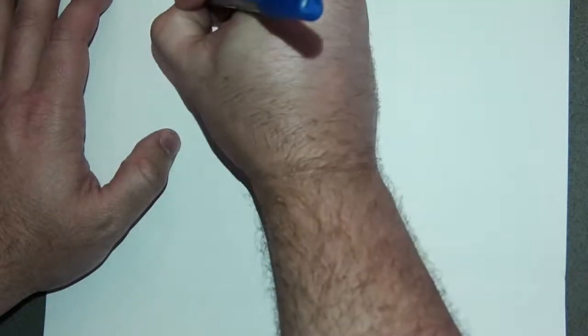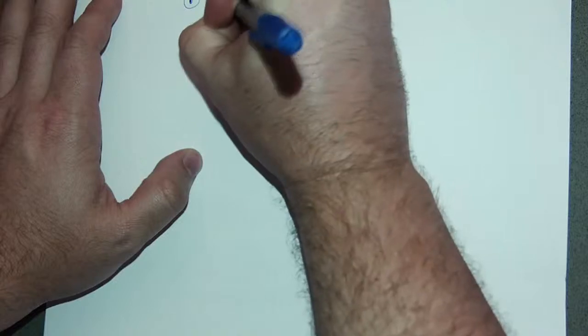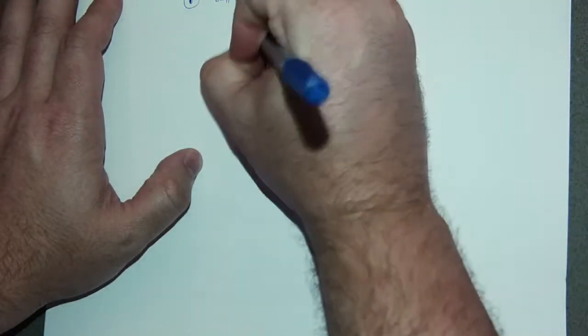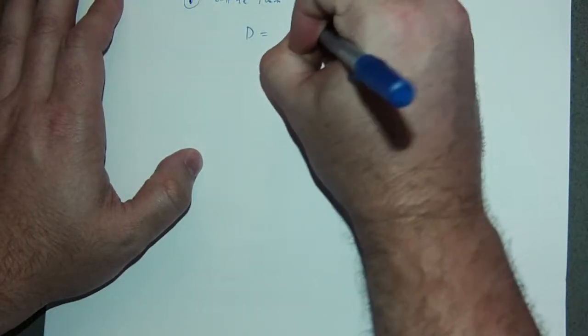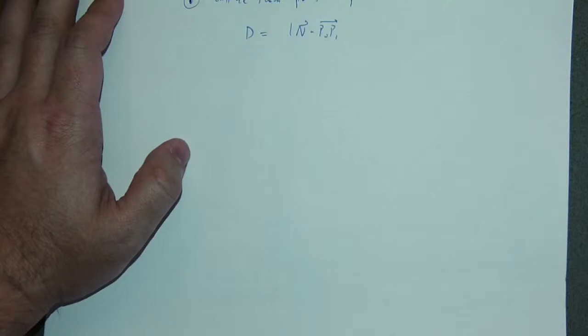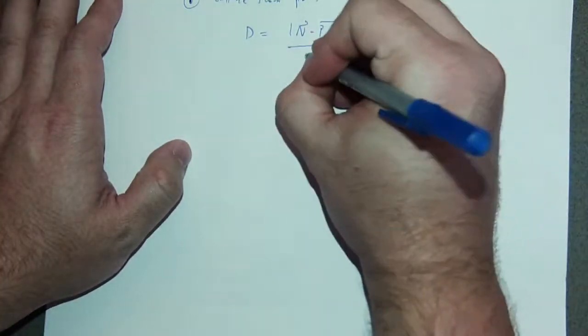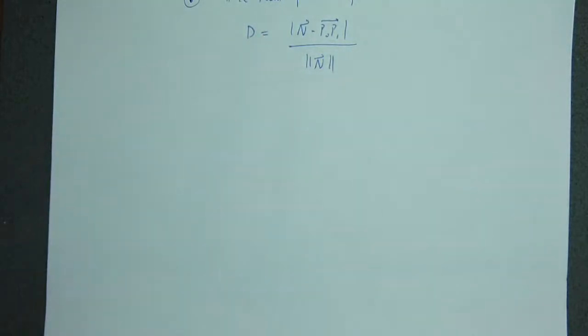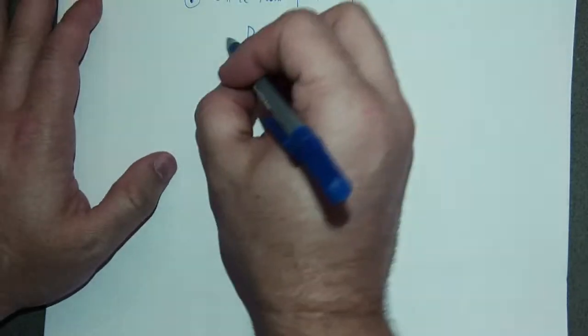Of course, distance. This was 7, not 8. So distance from point to plane. This distance is similar to before, except now you have N, a normal vector to the plane, and this vector P0P1. P1 is the point not on the plane, and P0 is any point on the plane. And this distance is given by the absolute value of N dotted with P0P1 divided by the length of N.